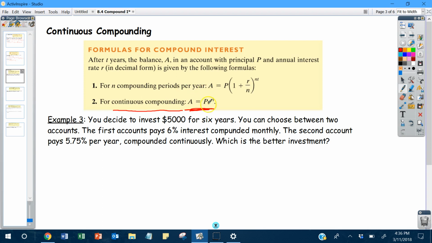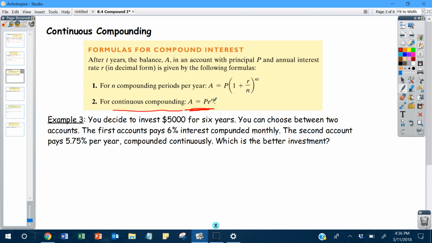So we still have a present value, the interest rate, and the time, but we just don't have n anymore. And now we have the number e in here, which is in your calculator. That's the number 2.71 and some change. And so we'll raise e to the r times t power, and that's just a nice formula that someone came up with to do continuous compounding.